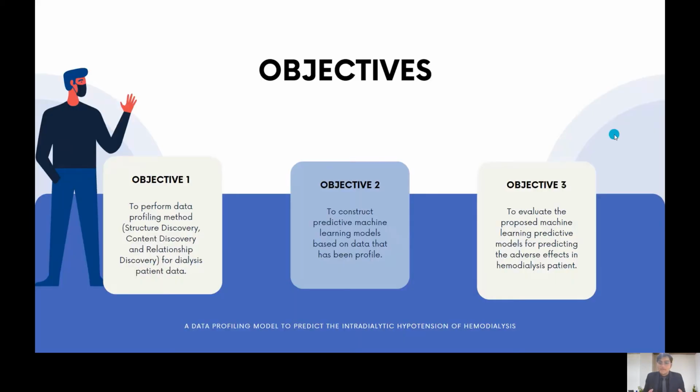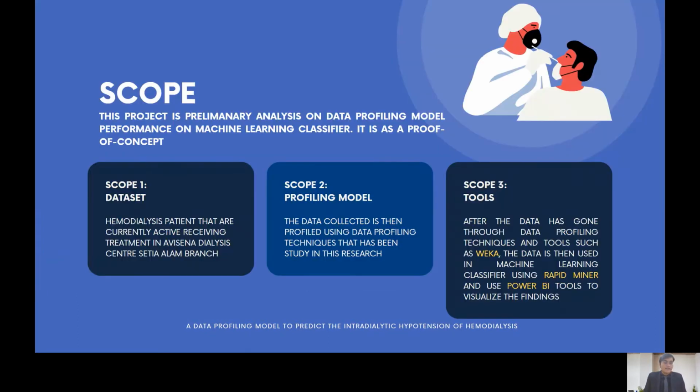Next is the objective of this project. The first objective of this project is to perform data profiling methods such as structure discovery, content discovery, and relationship discovery for dialysis patient data. Next, to construct predictive machine learning models based on the data that has been profiled. And last but not least, the objective is to evaluate the proposed machine learning predictive model for predicting the adverse effect in hemodialysis patients. The scope.